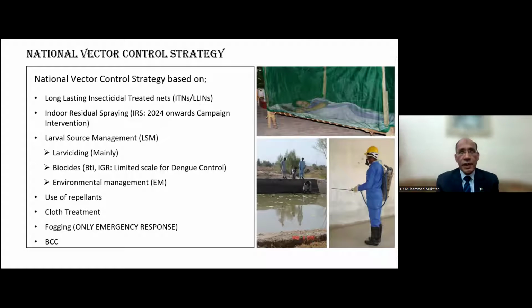Fogging is mainly used as an epidemic response, mainly for dengue control. Fogging is not recommended in the country as a routine intervention. It is only recommended as an epidemic response, particularly for dengue control. Then on top of all this, there is behavior change communication, which is educating the community for better acceptance of the intervention. You know that the intervention can play its important role when it is accepted by the community. So these are the important strategic pillars of our national vector control strategy. Please next.